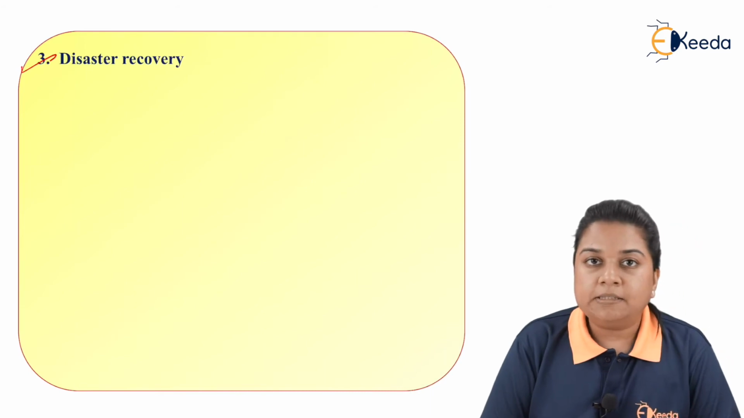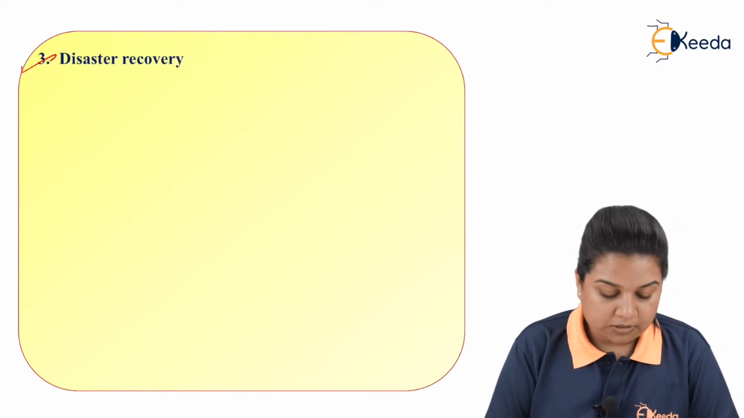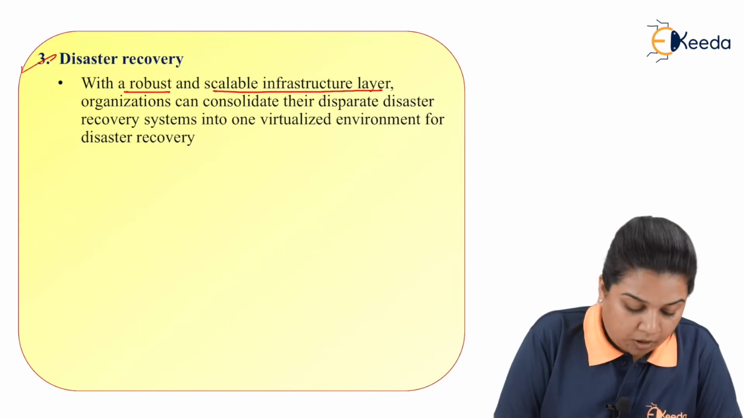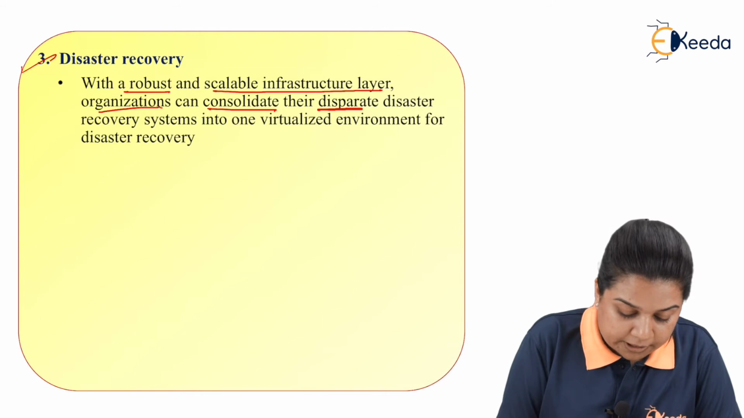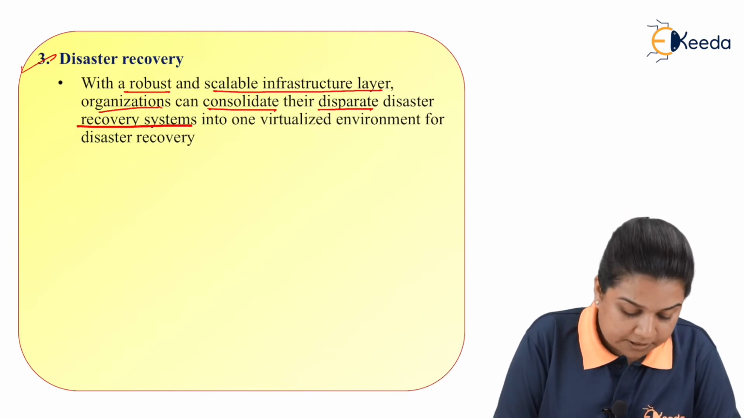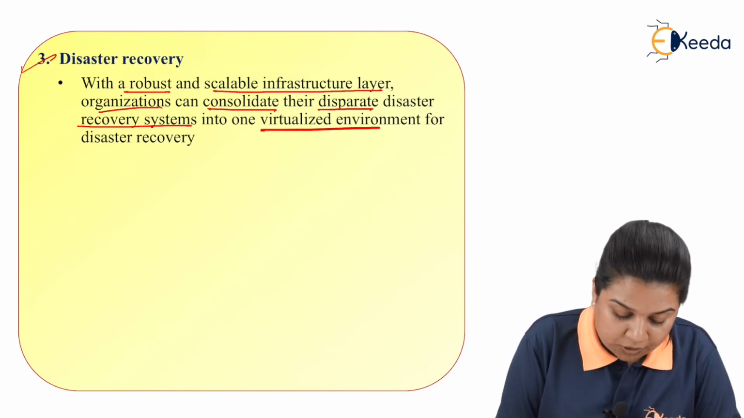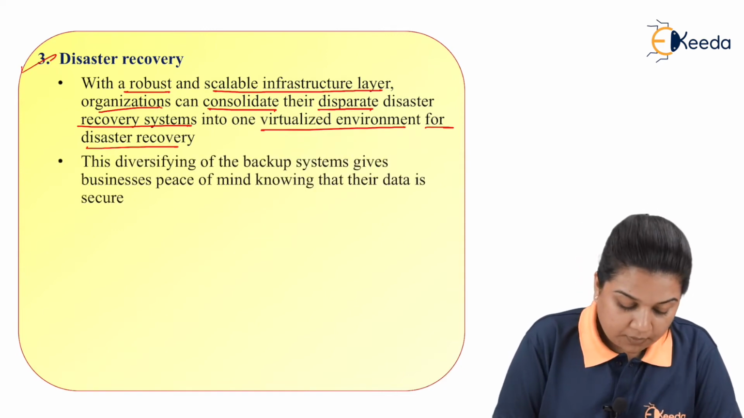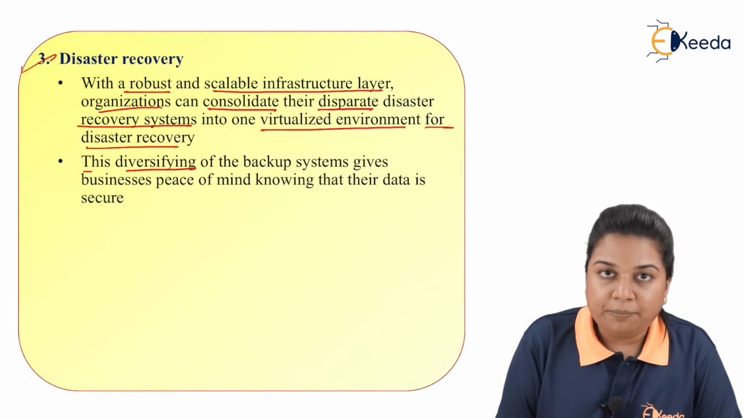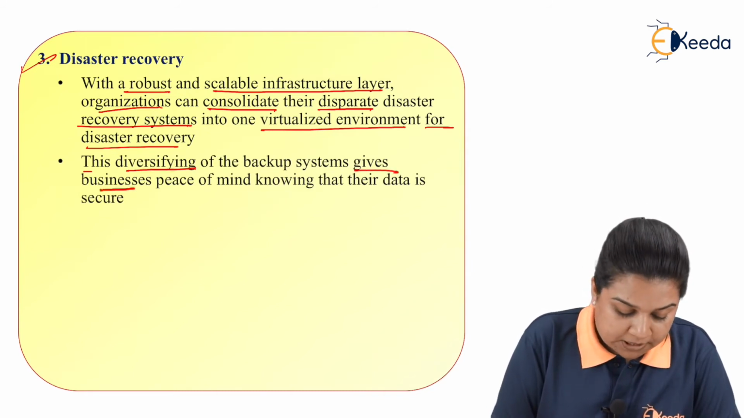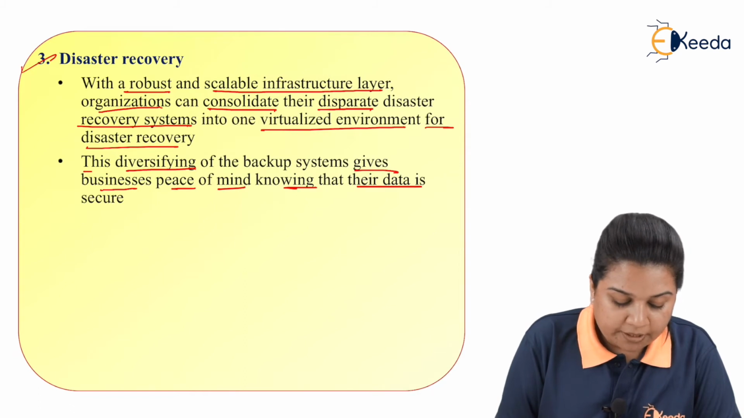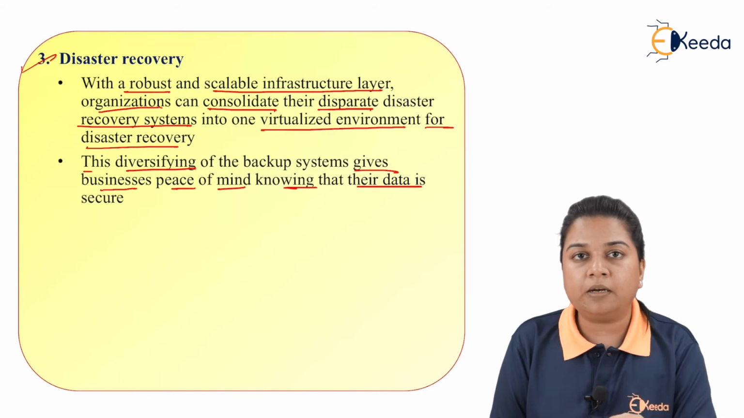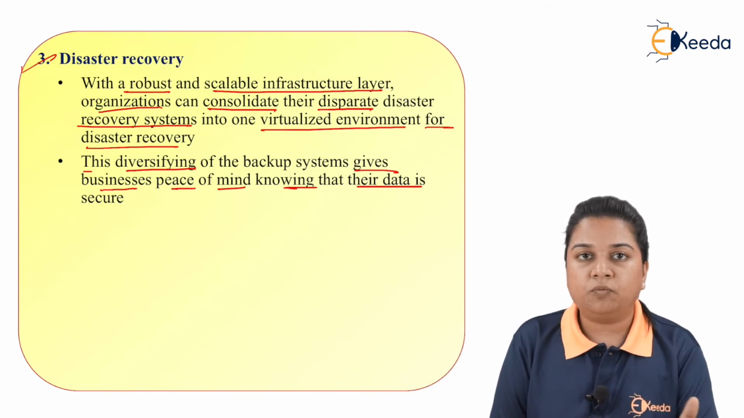Then the third use case is disaster recovery. With a robust and scalable infrastructure layer, organizations can consolidate their disparate disaster recovery systems into one virtualized environment for disaster recovery. This diversifying of the backup system gives businesses peace of mind knowing that their data is secure and will not go anywhere. That means it will be there in the cloud whenever an organization wants to access it.